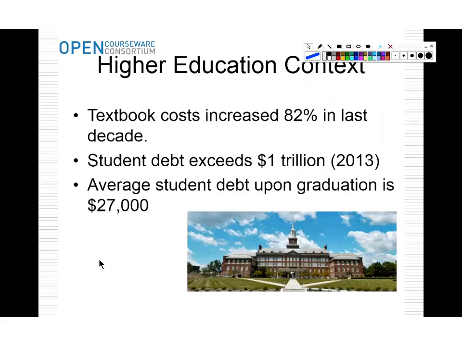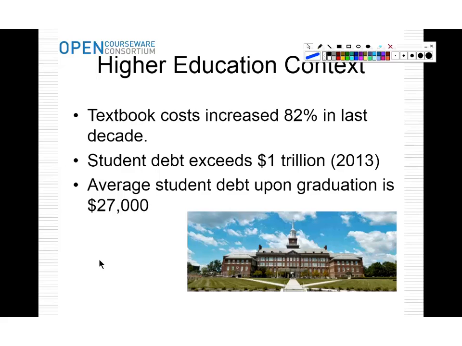So what is the higher education context that has been driving some of this? Textbook costs have increased 82% in the last decade. Actually, there's an even more striking figure. Since 1978, it's increased over 600%. I was in college in 1978. Not sure I should admit that.